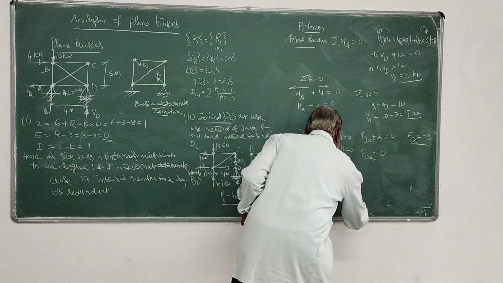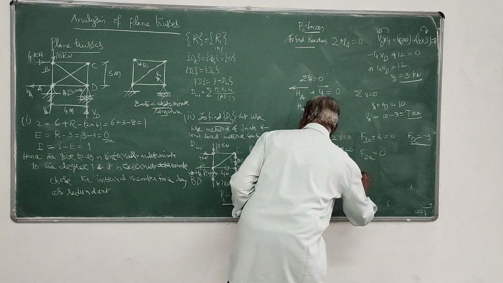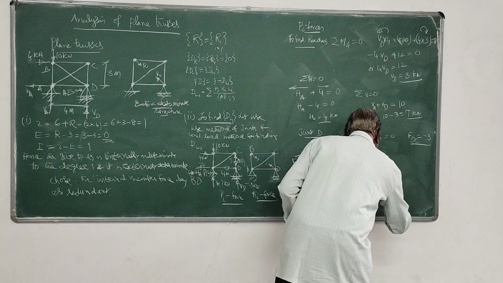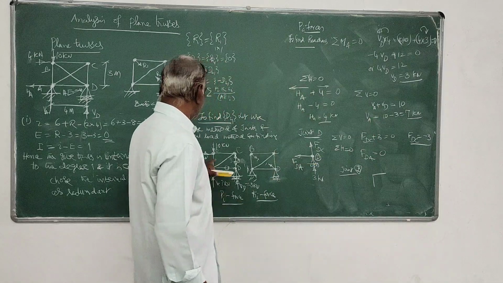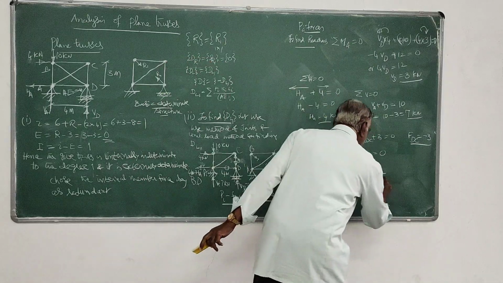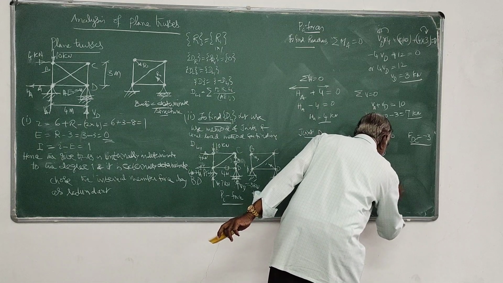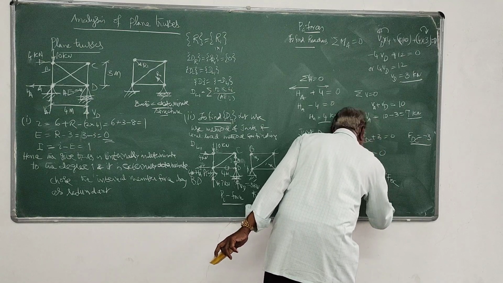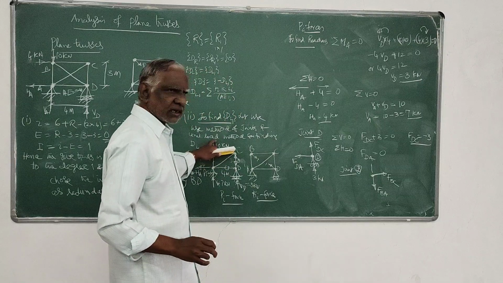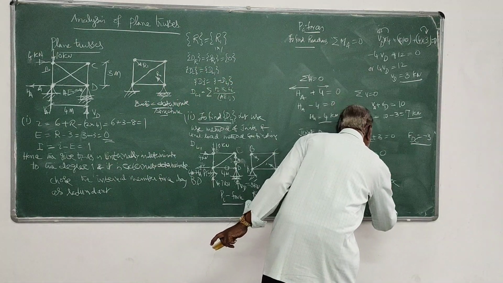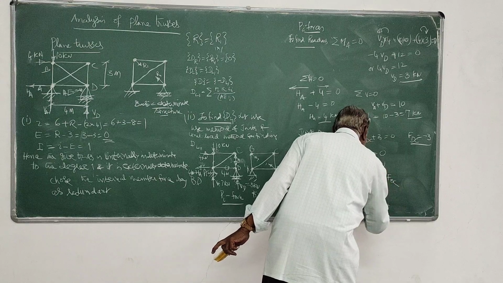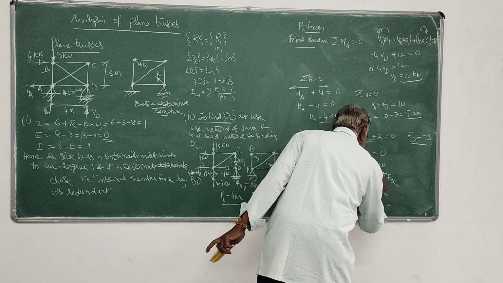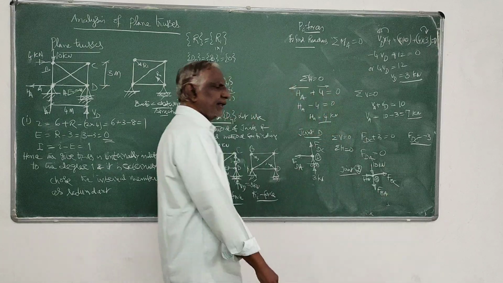Then I will take joint B. If you take joint B and draw the free body diagram similar to this, there are two member forces, FBC and FBA, showing as usual the arrow moving away. In addition to this, we have two external loads at the joint. One is this 10 kilonewtons, and another is 4 kilonewtons. So this is the free body diagram of the joint B.